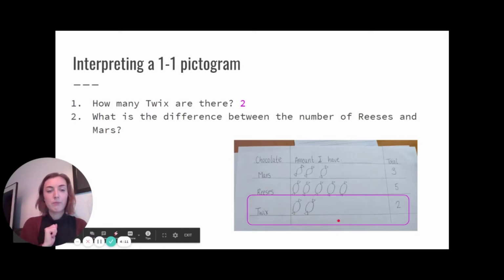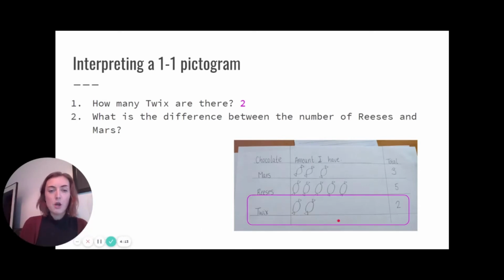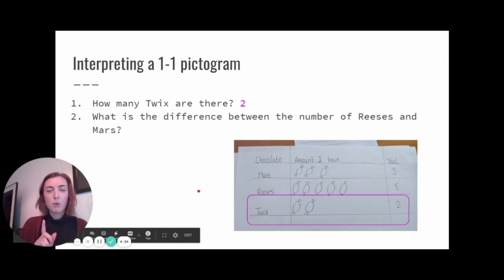Question 2 wants to know, what is the difference between the number of Reese's and Mars? So here are my Reese's and here are my Mars. What is the difference between the two? Pause and have a think about that.